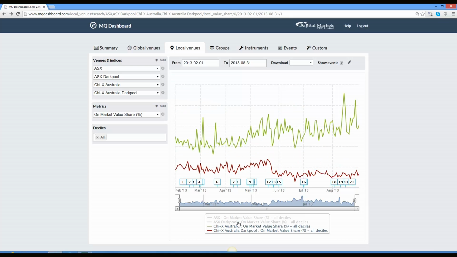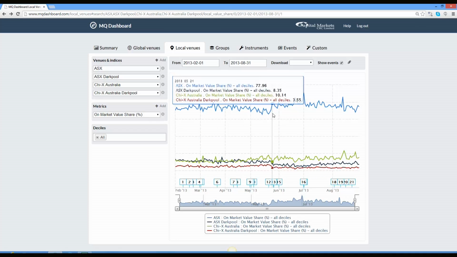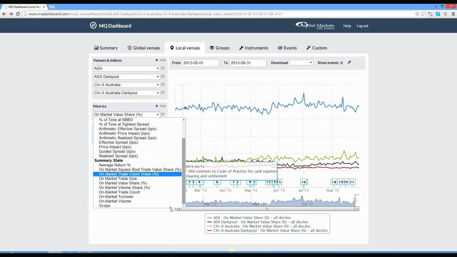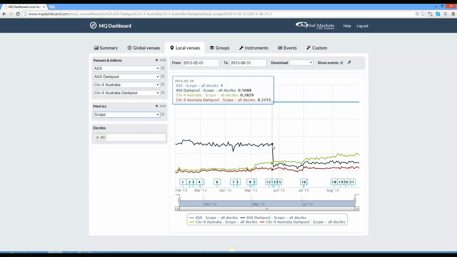Deselecting the 2 ASX venues, we can see a similar drop in Chi-X dark pool venues, though not quite as obvious. The clear winner from the change was the ASX lit market. Their combined market share of 80% before the change seems to have moved to 85% in the wake of the change. Looking now at the variable scope, which measures the number of firms traded on a venue relative to the tradable universe, we can see that the ASX dark pool in black reduces the number of companies traded by approximately 1/2 around the rule change.